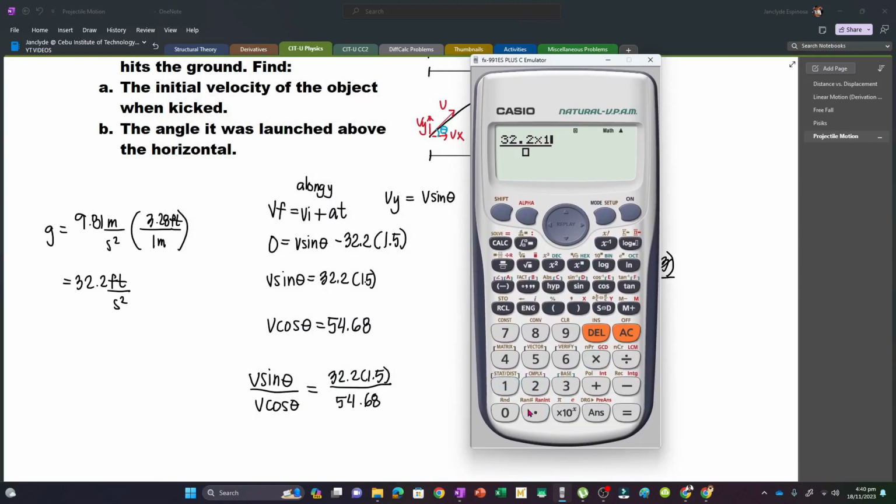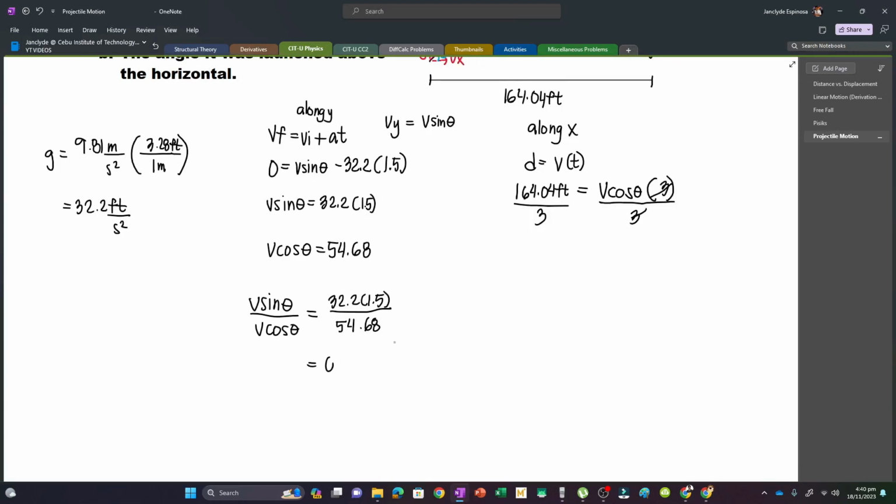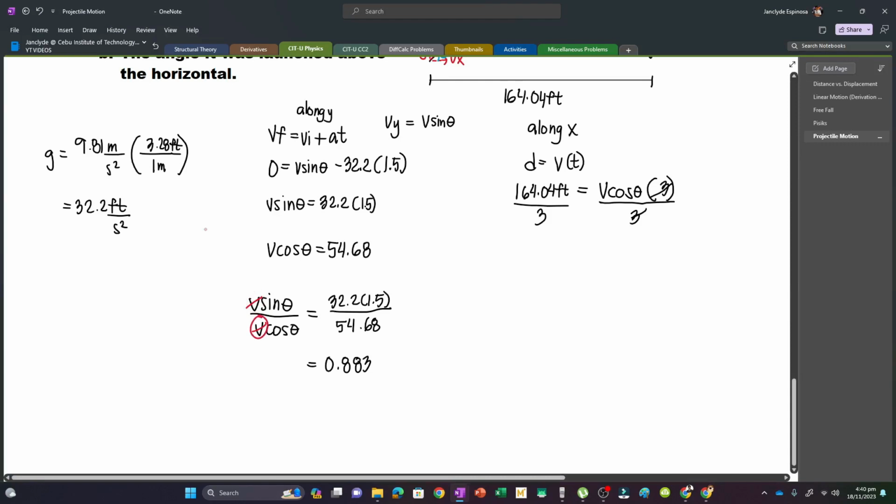32.2 times 1.5 over 54.68. It becomes 2415 over 2734. Now, the decimal that we used earlier is 0.883. So this becomes 0.883. And then, notice that the velocity cancels, right? V over V becomes 1.